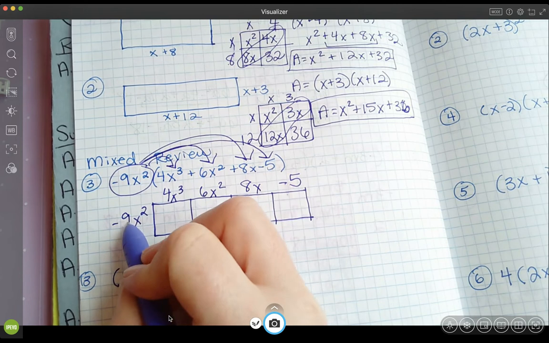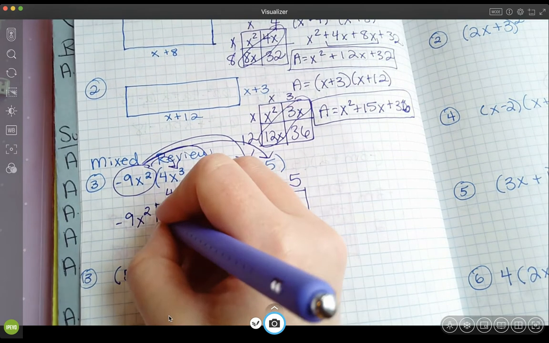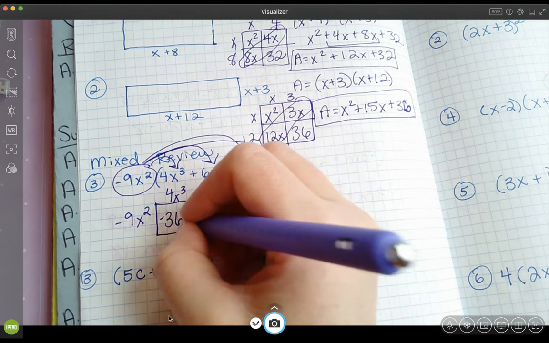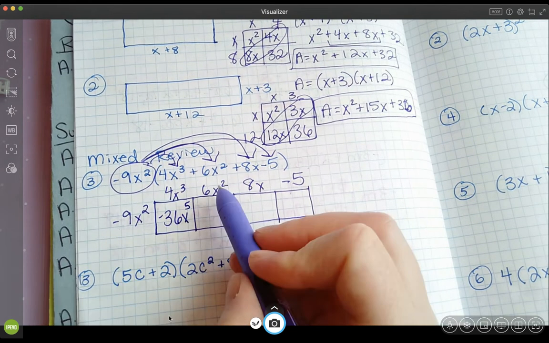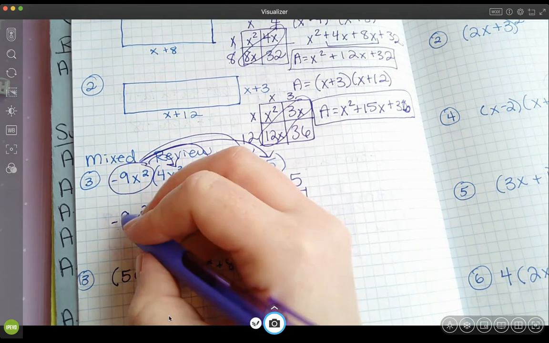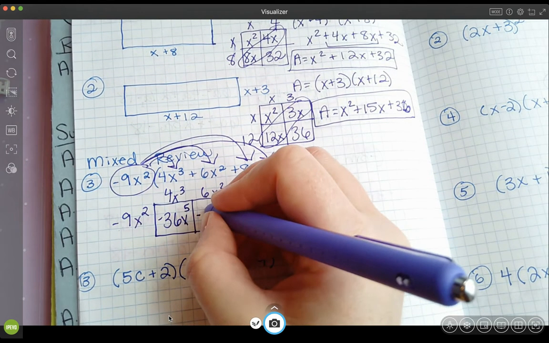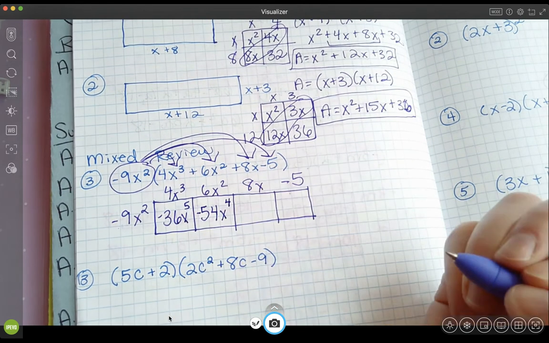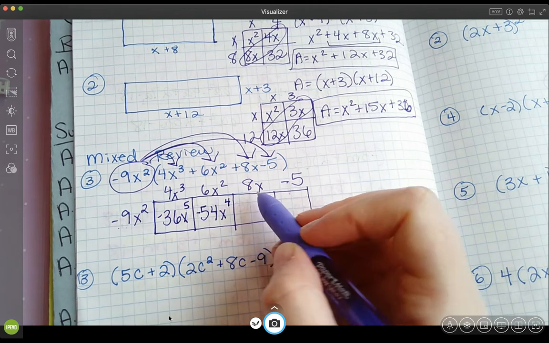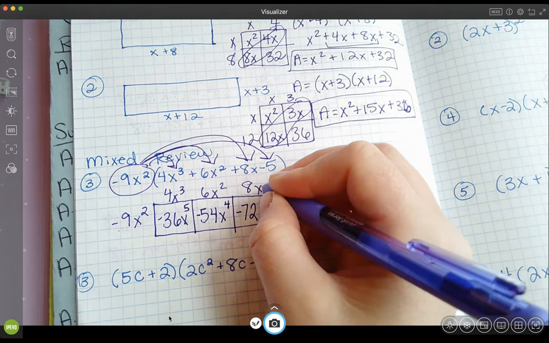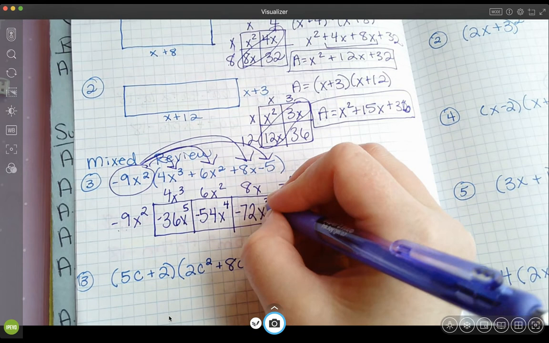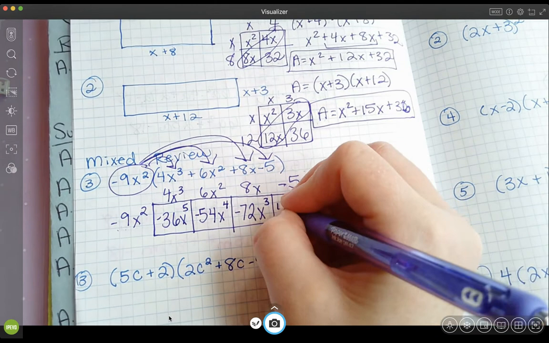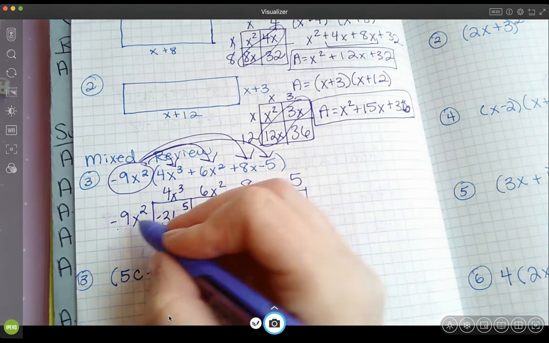So negative 9 times 4 is negative 36. And we add our exponents because it's x squared times x cubed, which is x to the 5th. Negative 9 times positive 6. There we go. Is that 54? Negative 54. X squared and x squared make x to the 4th. Negative 9 times 8 is negative 72. X to the first power times x squared is x cubed. And then negative 5 times a negative 9 is a positive 45. There's only an x squared.